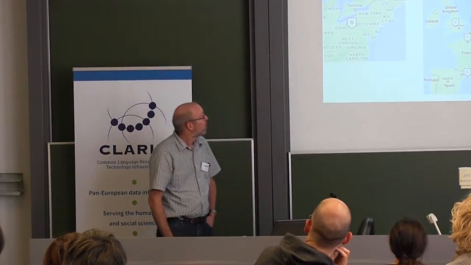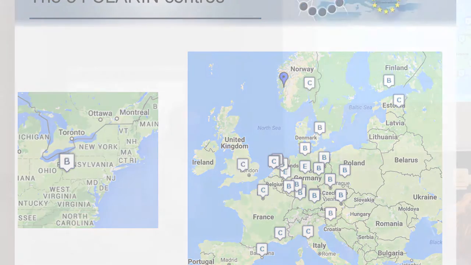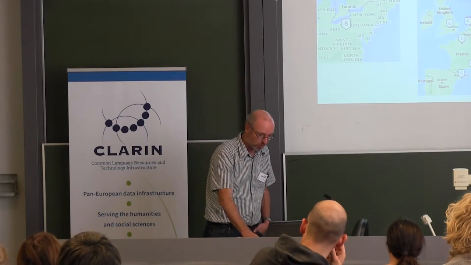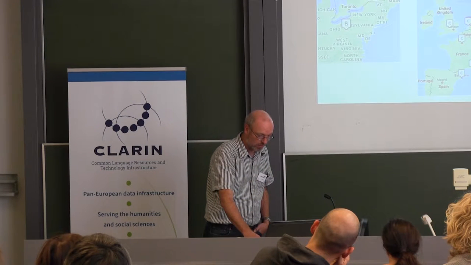So there are now 34 CLARIN centers, even one in the States. There is a B center there, which means that they actually provide data and services. There are also various C centers, so CLARIN has several types of centers, and certainly the B centers are the most prominent ones at the moment. But if you are a C center, you're also providing data and metadata to the infrastructure.